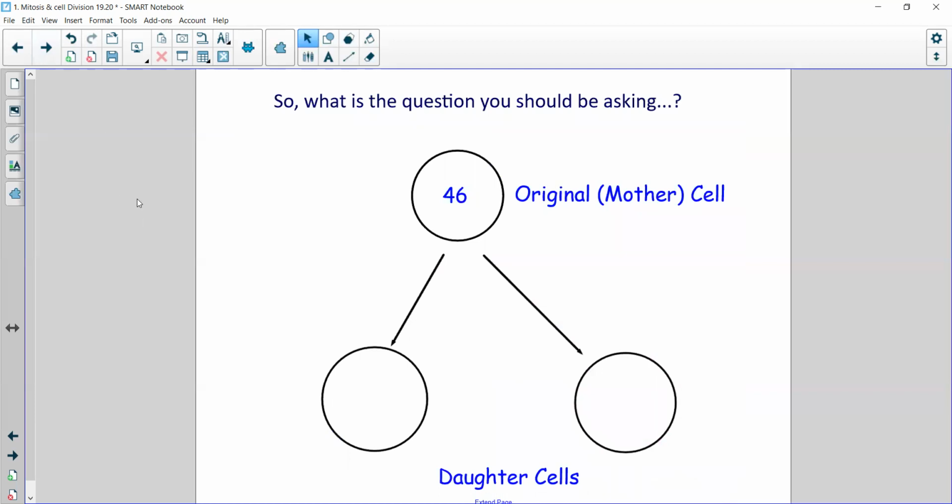So the question that we need to be asking, have a look at this. We've got 46 chromosomes in this original cell. But when we divide 46 by 2, we would get 2 lots of 23. So that's a bit weird. So how do we go from 46 to 2 more lots of 46 from this one original cell? And that leads into the stages of mitosis.